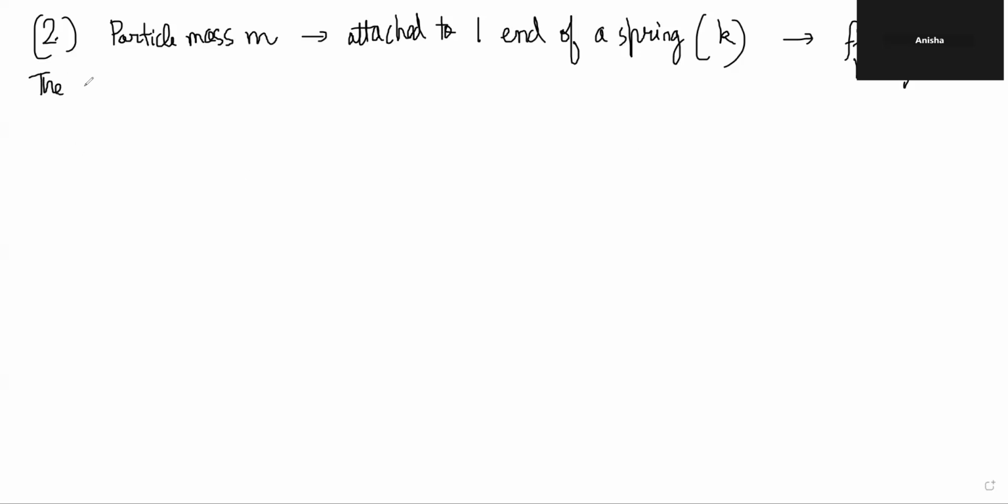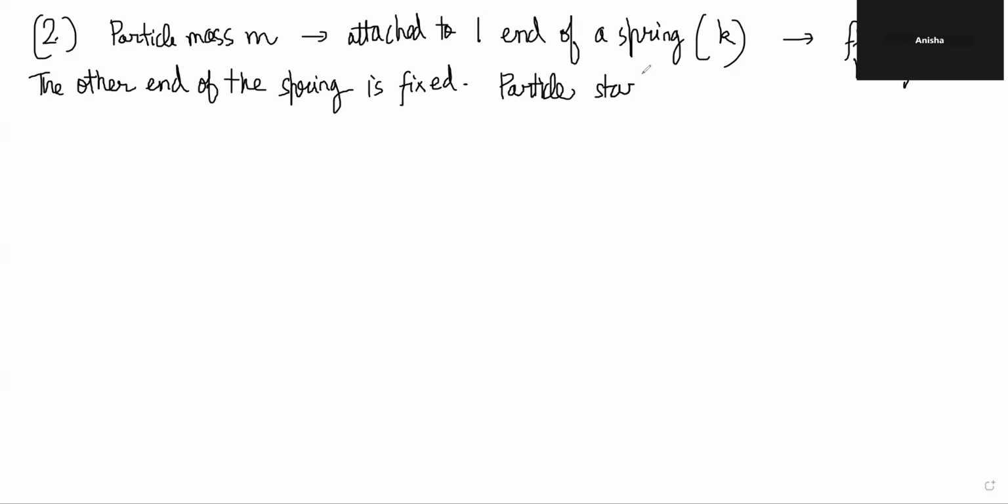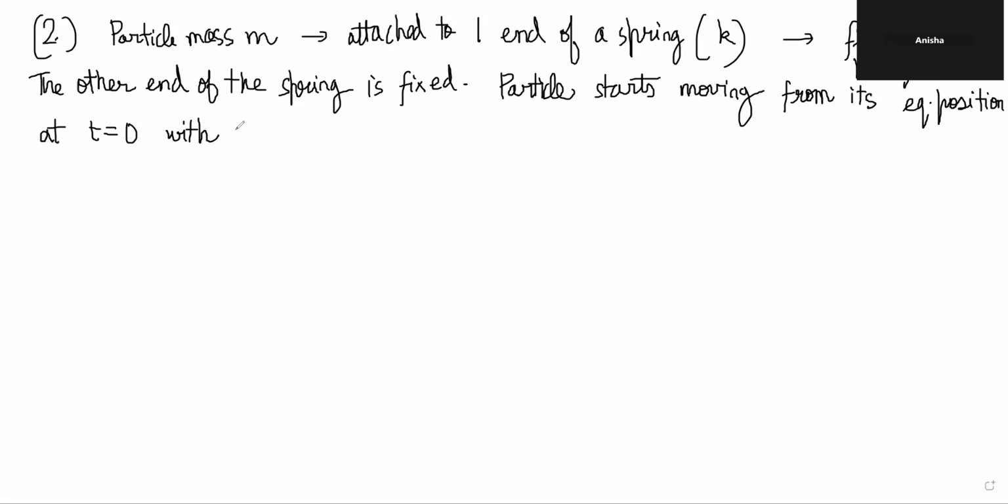The other end of the spring is fixed. The particle starts moving horizontally from its equilibrium position at t equal to 0 with initial velocity u naught.